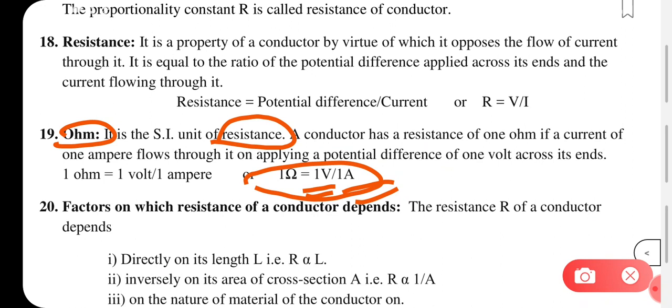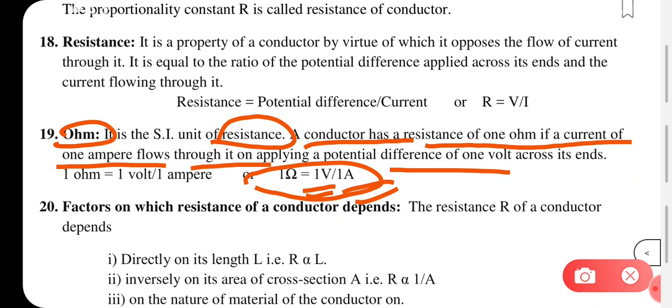You can read this statement: a conductor has a resistance of 1 ohm if a current of 1 ampere is flowing through it on applying a potential difference of 1 volt across its ends. Or you can write, when a potential difference of 1 volt is created when 1 ampere of current is flowing through the circuit, or between 2 points.